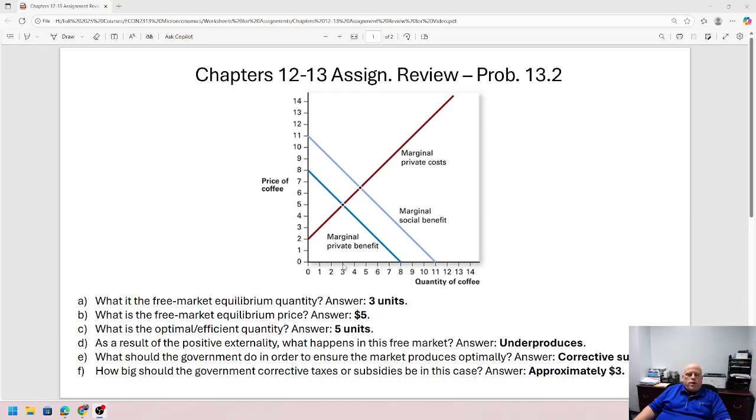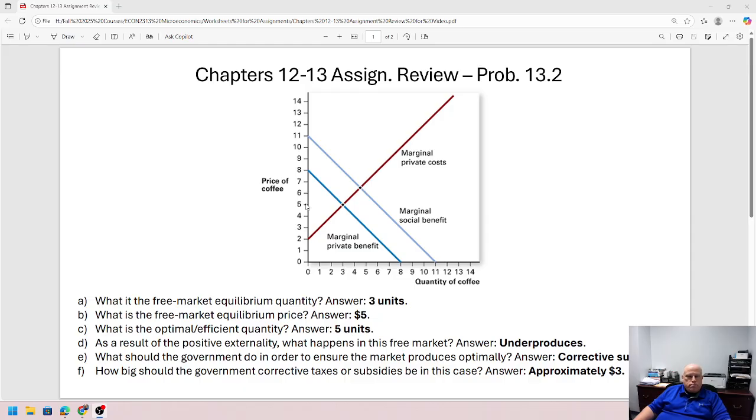Part B is closely tied to part A. Now that we figured out the free market equilibrium quantity, what is the associated price at that quantity? All you would have to do again is find where the private benefit intersects the private cost curve, which is right here, and then look over on the y-axis, and that would be a price of $5 per unit. So the answer to part B is $5.